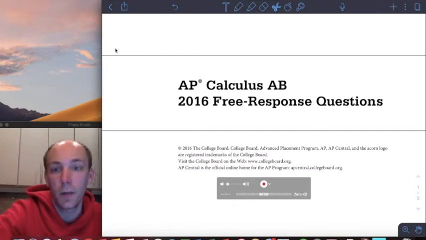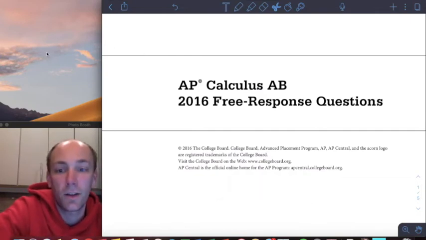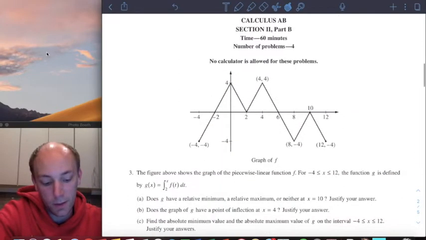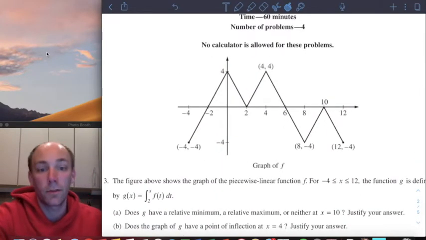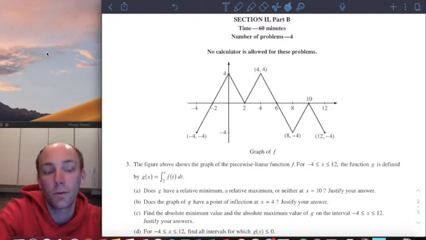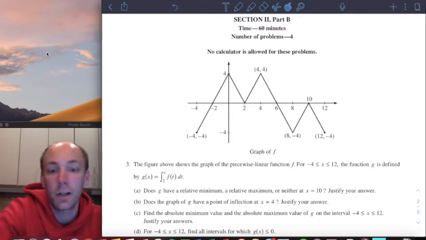All right, so today what we're going to be doing is looking at 2016 number 3, okay? So on 2016 number 3, it looks like we're given the graph of f, and it says that the figure above shows the graph of a piecewise linear function f for x between -4 and 12. The function g is defined by g of x equals the integral from 2 to x of f of t dt. And we're asked in part A, does g have a relative minimum, relative maximum, or neither at x equals 10?